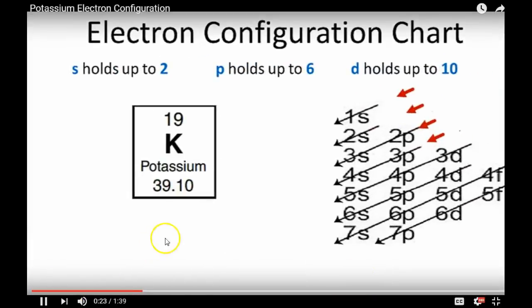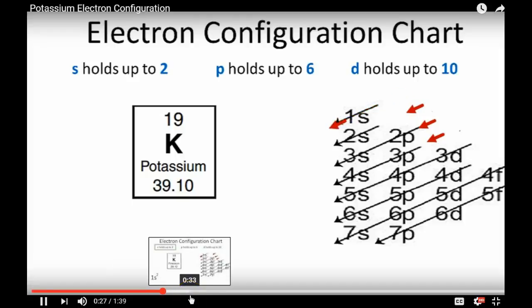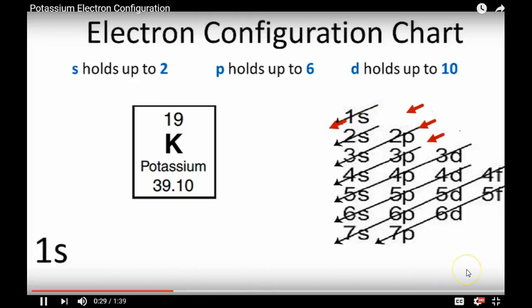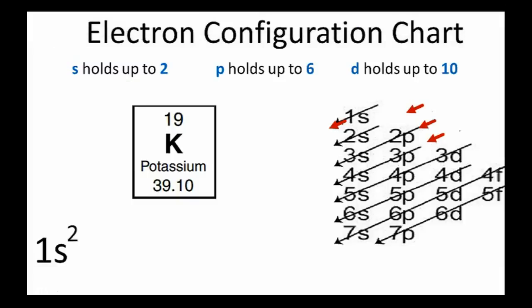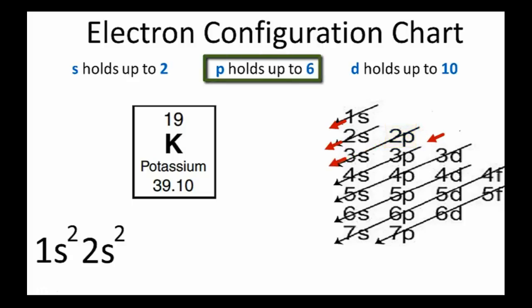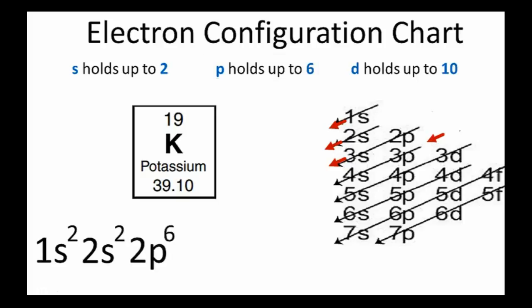We'll use the chart on the right to help us. So we go down the first row and we have 1s. S orbitals can hold up to 2 electrons, so we'll put 2 electrons in that first orbital there. Then we have the 2s in the second row. That can hold 2 electrons. We go to the third row and the first term is 2p. P orbitals can hold up to 6 electrons, so we'll put all 6 electrons in that 2p orbital. We've used a total of 10 electrons so far. We have 19 for potassium.